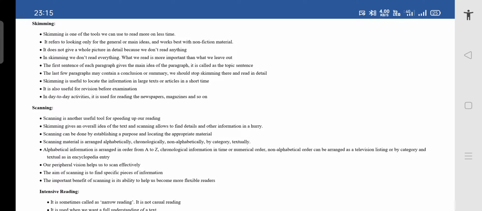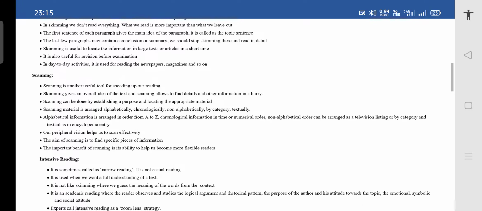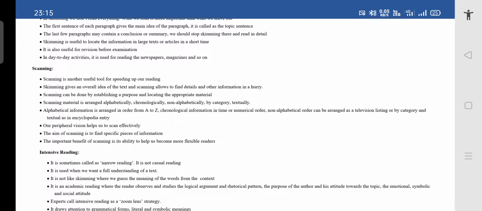The first sentence of each paragraph gives the main idea of the paragraph. It is called the topic sentence. The last few paragraphs may contain a conclusion or summary. We should stop skimming there and read in detail.